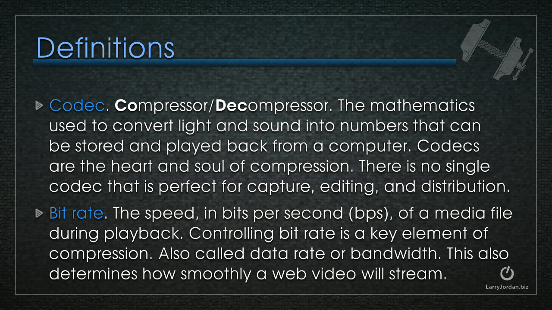Bitrate is what we are principally concerned about when it comes to compression. Bitrate is the speed in bits per second, abbreviated BPS, of a media file during playback. Controlling bitrate is a key element of compression.